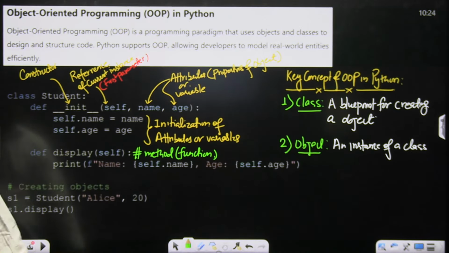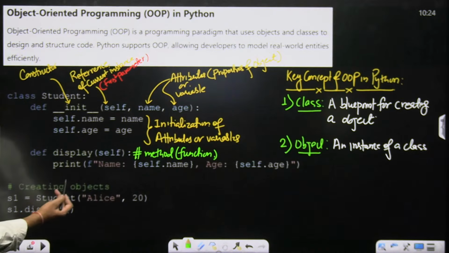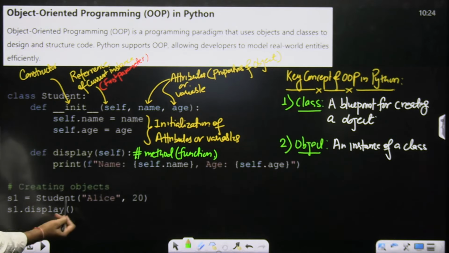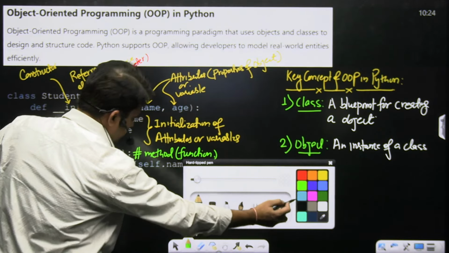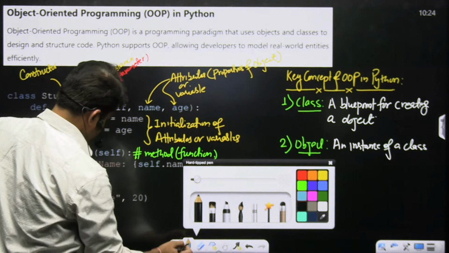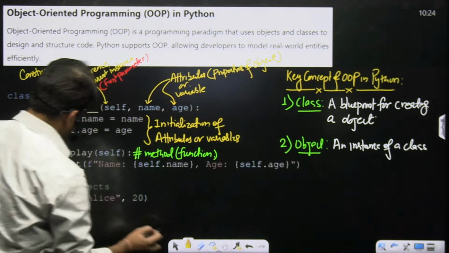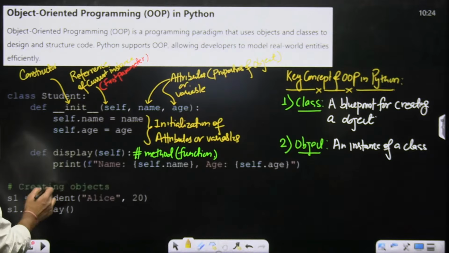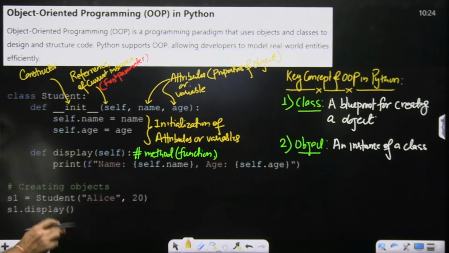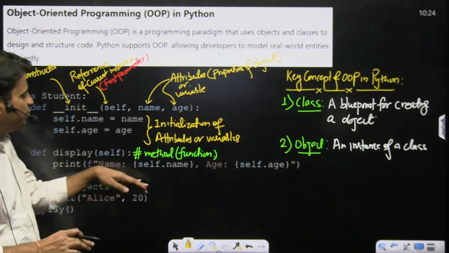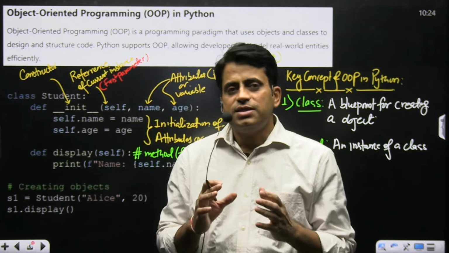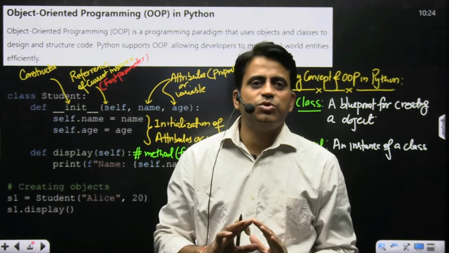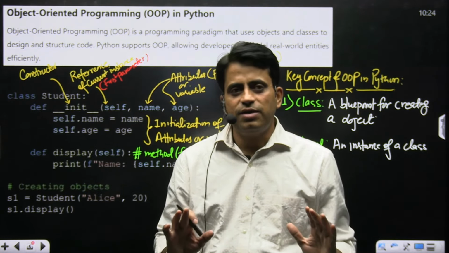Sir, how can we create an object of student? For creating an object, write here the class name. Sir, before creating an object, is there any memory allocated for this class, student? Yes, student. A class is a blueprint, just a structure blueprint. No memory is allocated for a class.